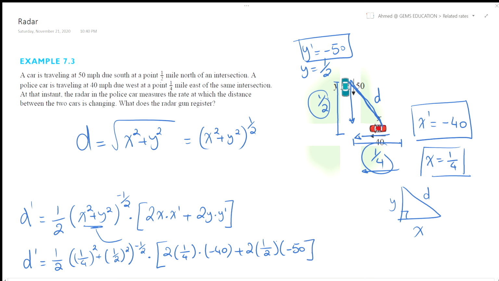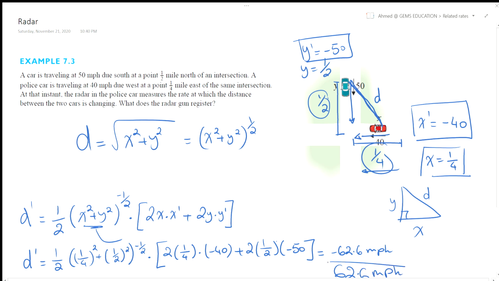You just need to put this on your calculator and you'll get the answer as -62.6, of course, miles per hour. But then the speed can't be in a negative form, so basically the radar is finding out the speed at 62.6 miles per hour.